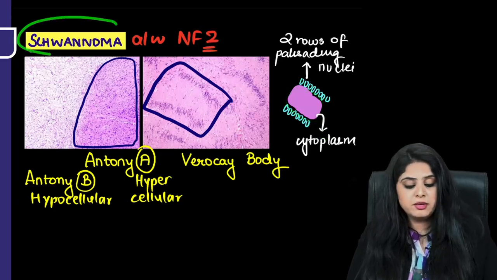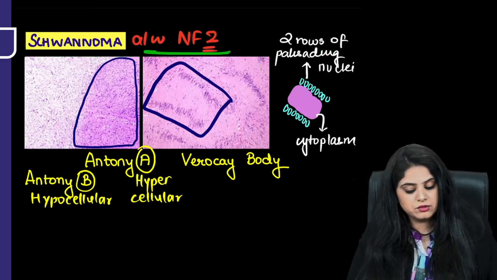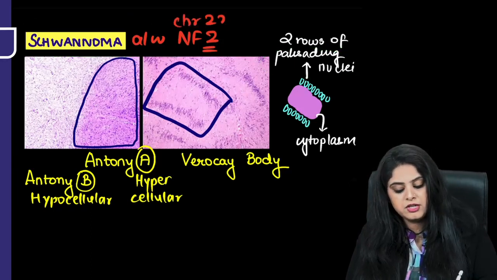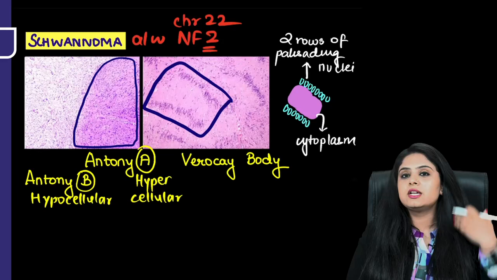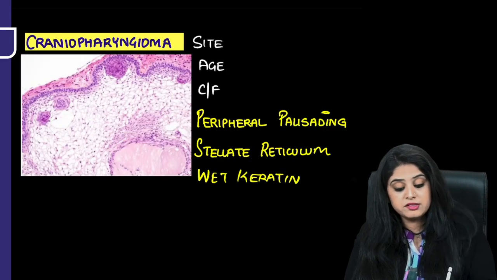So they ask you, which is the brain tumor or neural tumor that shows you palisading nuclei? It is schwannoma, associated with NF2, chromosome 22. Another tumor which can occur in the brain but not inside the brain, but something which is very important. What is the site of this, guys?